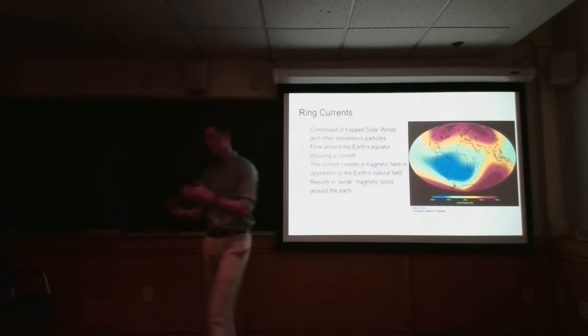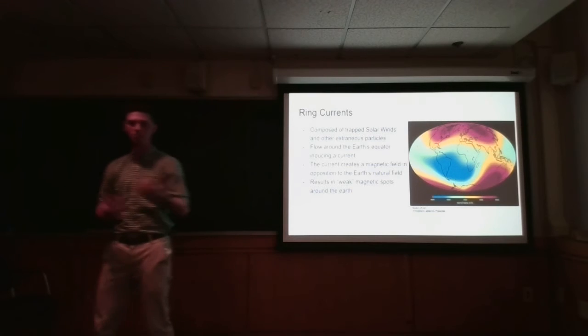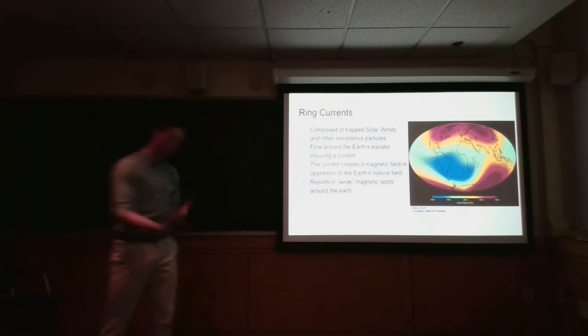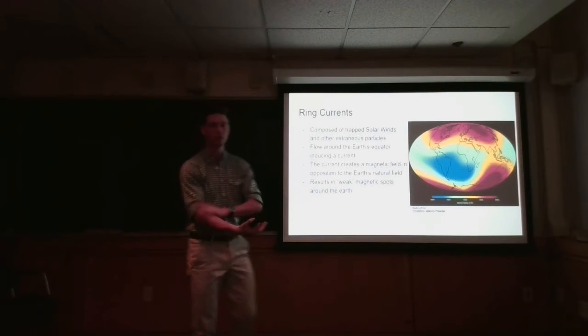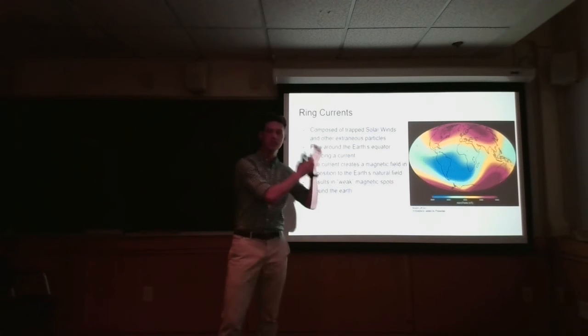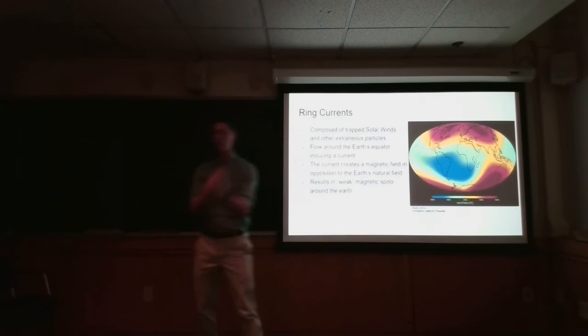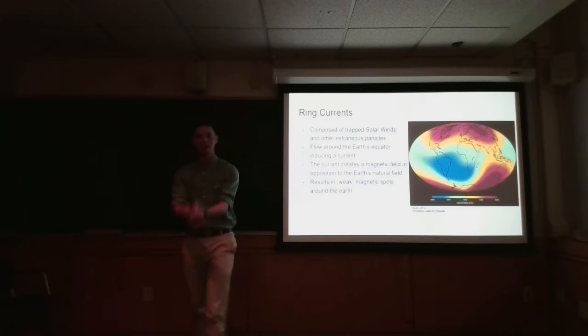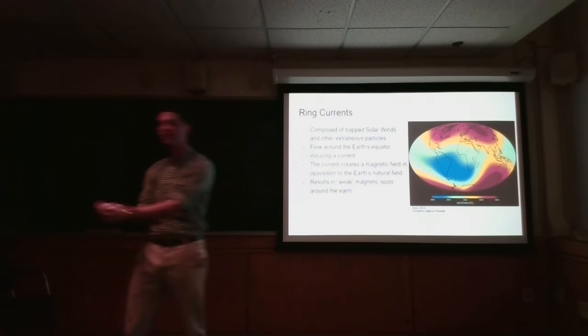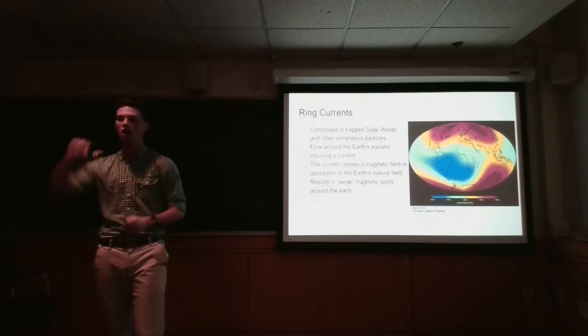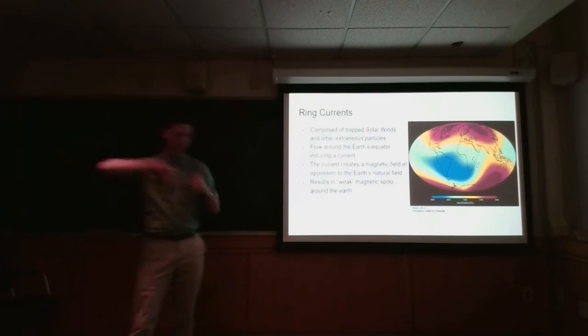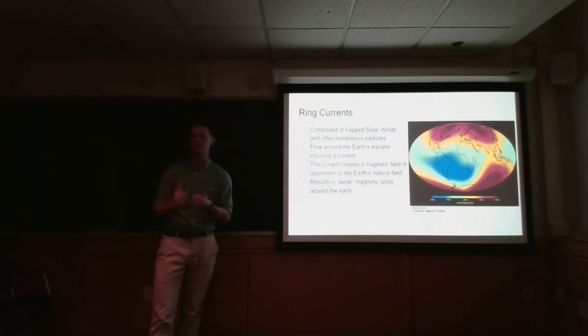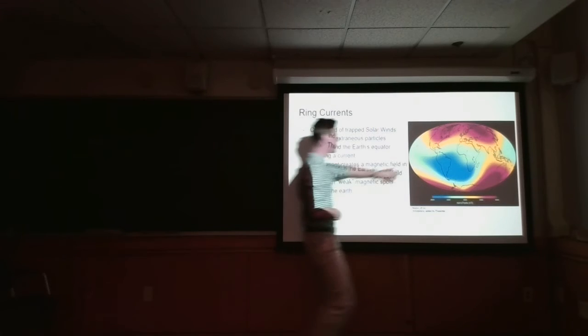It's not in the traditional sense that you and I are pretty much used to, with a copper wire and electrons flowing through it, but nonetheless, it creates a current. And that current induces a magnetic field. The induced magnetic field from this current is opposite to what the Earth's molten iron core creates naturally. So you end up with these weak spots.